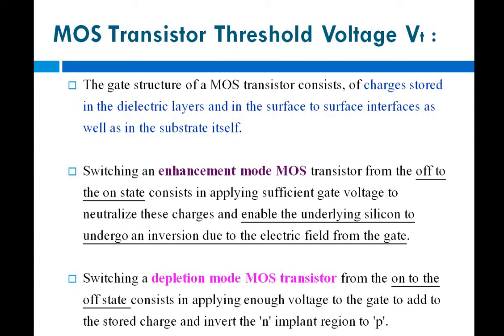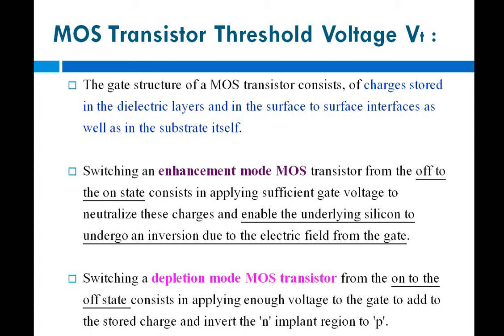In that state, you apply some sufficient gate voltage. It has to neutralize all these charges, right? That should enable the underlying silicon to undergo an inversion, that is due to the electric field from the gate. So you are neutralizing all the charges.